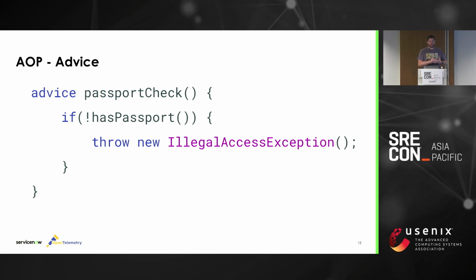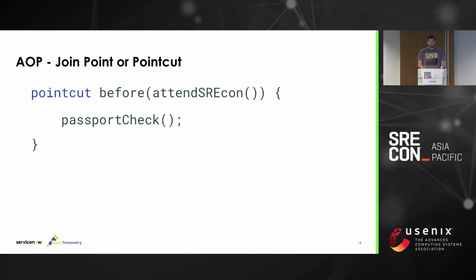The Java agent defines similar advice for each instrumentation that it wants to instrument. A point cut defines the methods or locations where an advice should be applied. Syntax varies depending on the AOP framework, but in this example, we see the point cut declaring passport check advice should be applied at the beginning of the attend SREcon method. AOP point cuts can target other locations too, like the end of a method, field access, or a specific method invocation.